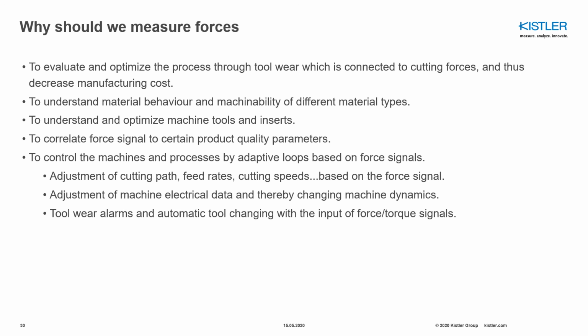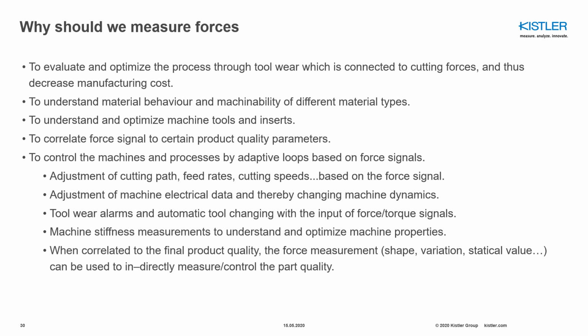You can build up tool wear alarms and automatic tool changing and so on with the input of force and torque signals. You can measure the stiffness of your machine to understand and optimize the machining process during machining with the input of the force signal. You can, as I mentioned before, correlate to the final part quality. So the shape, the variation, and the statistical value, for instance, of the force measurement, it reveals the correlation to some part quality parameters. So when you can measure them indirectly, you can also control them in the closed loops. And that is again being done by some of our customers.